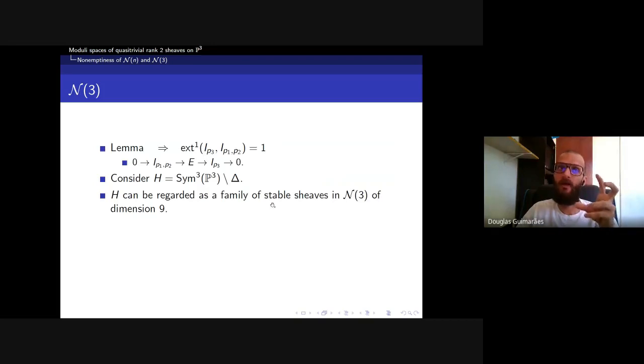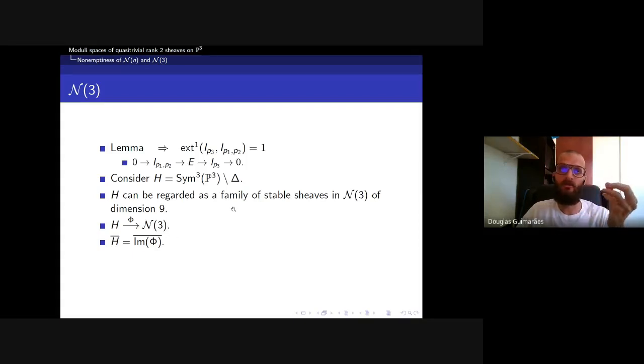And this family has dimension 9, because the choices of these 3 points are open inside Sym^3. And so by this theory of coarse moduli spaces, this H here gives a morphism from H to N3. And what we can do now is consider the image of this H, which is an open subset inside N3, and we can take the closure. To ensure that this H bar here is an irreducible component of N3, what is left to do is to compute the tangent space of these guys in our family and see if the dimension of this tangent space matches the dimension of our family.